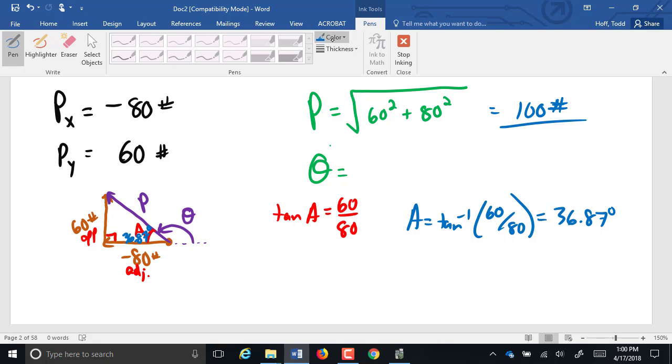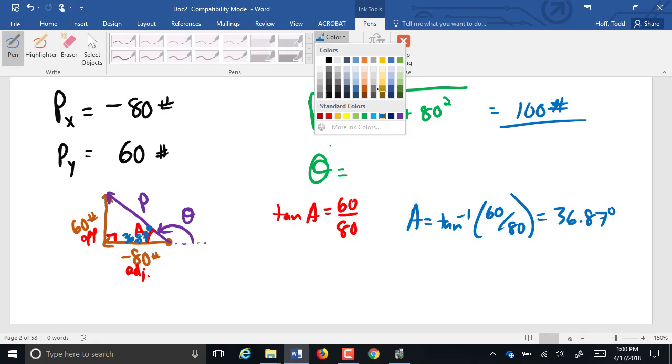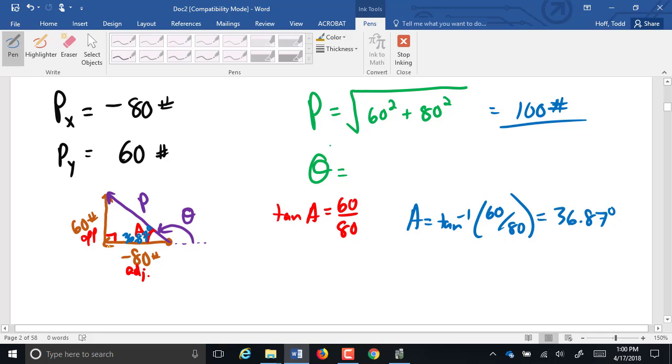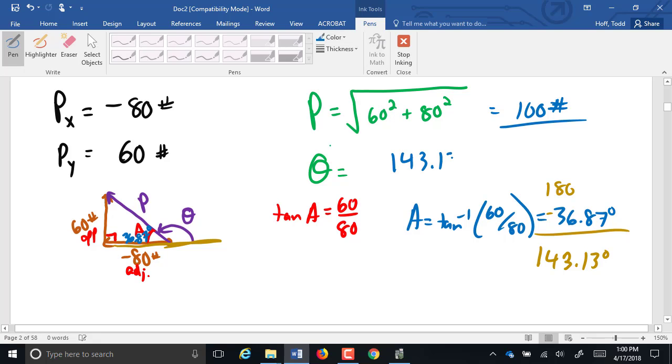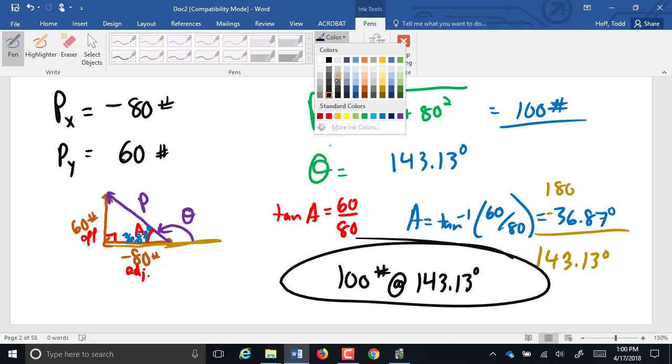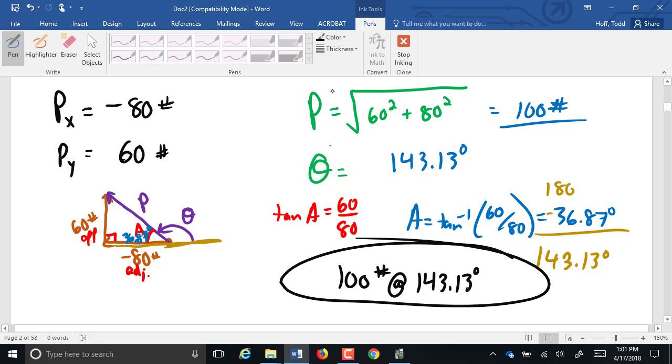How do we find theta from that? Yeah, those are supplements. So 180 minus that is 143.13 degrees. So that vector is 100 pounds at 143.13 degrees. What do you think? Not horrible?